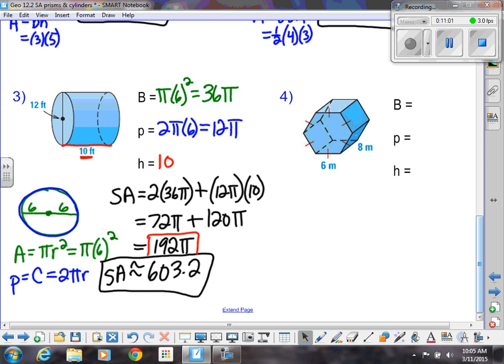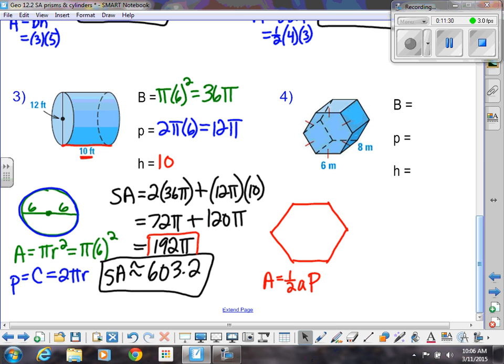Now this one is a hexagonal prism. So our base is a hexagon. Okay, so remember last class we talked about how do we find the area of a regular polygon. And we said that we do 1/2 the apothem times the perimeter. So, oh my goodness, that was a lot of work. So let's come back to that part. Let's do the easier parts first, and then we'll do the area of that base.